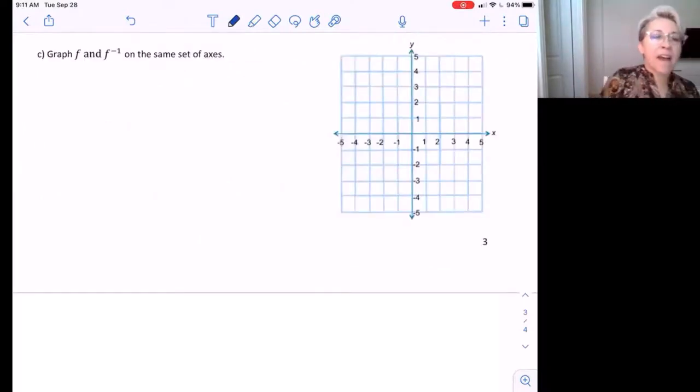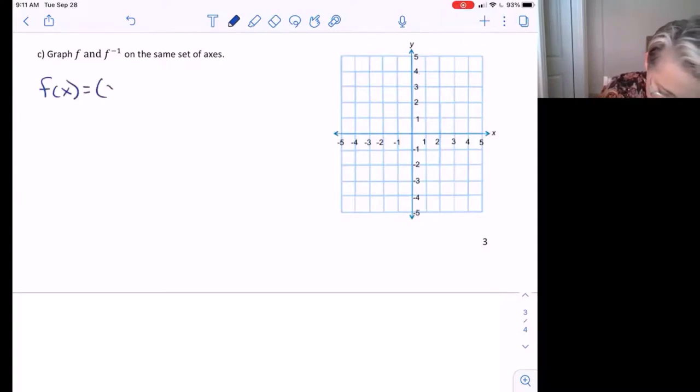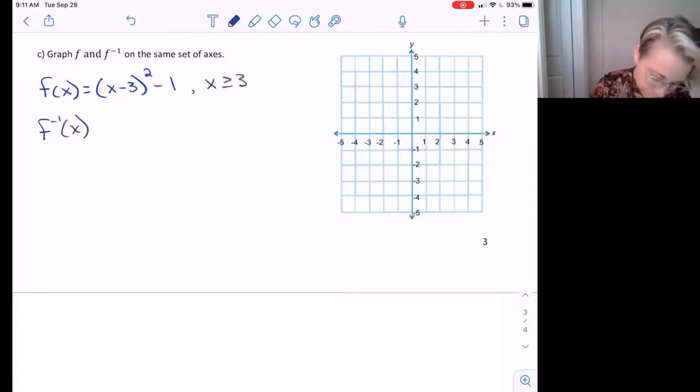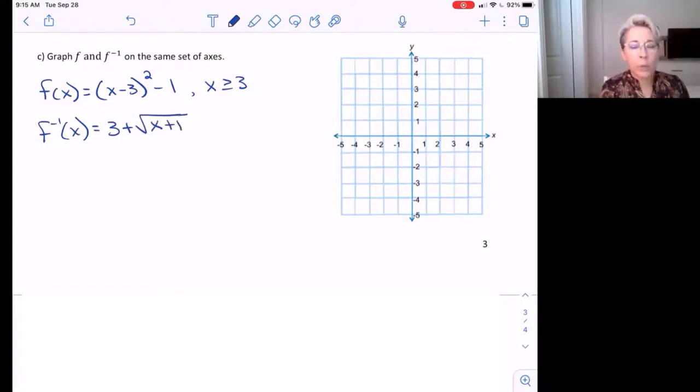Now they're wanting us to graph F and F inverse on the same set of axes. So again, F of X is (X minus 3) quantity squared minus 1. F inverse of X, and here's where X is greater than or equal to 3, where the inverse of X we found to be 3 plus the square root of X plus 1. Now, as you recall, we restricted the domain for F of X, which means the domain for F inverse will probably be restricted as well.